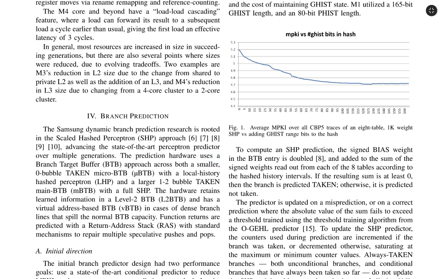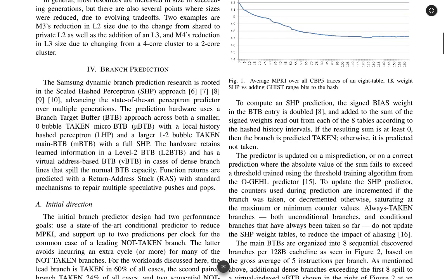The prediction hardware uses a branch target buffer (BTB) approach, across both a smaller, zero-bubble taken micro BTB, with a local history hashed perceptron (LHP), and the larger 1-2 bubble taken main BTB, with the full SHP. The hardware retains learned information in the level 2 BTB, L2 BTB, and the virtual address-based BTB, VBTB, in cases of dense branch lines that exceed normal BTB capacity.